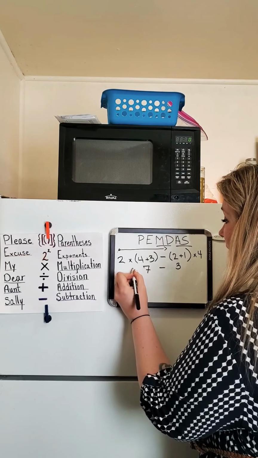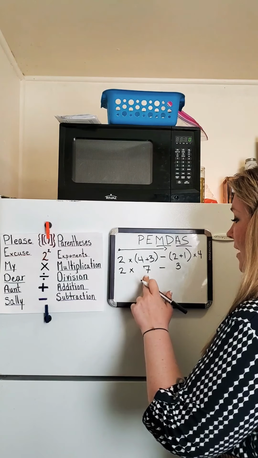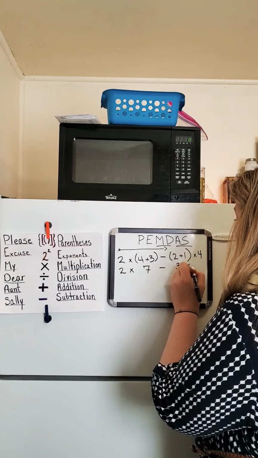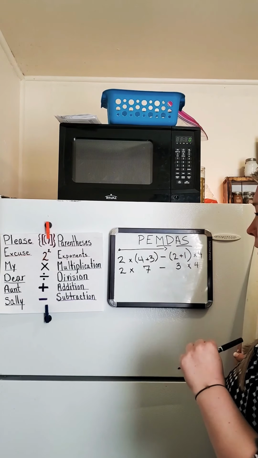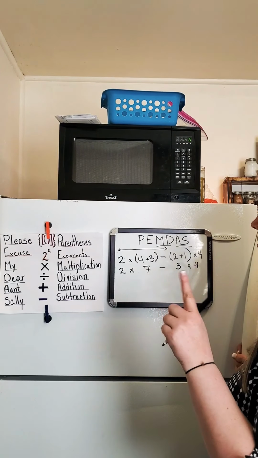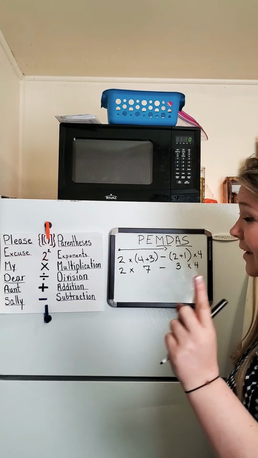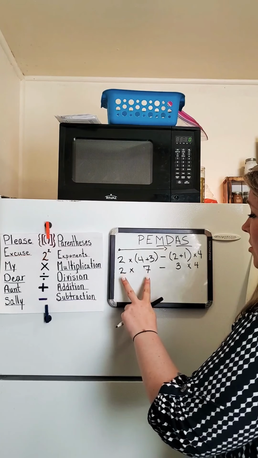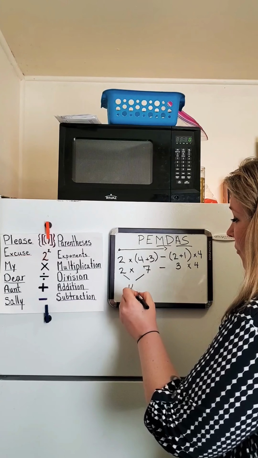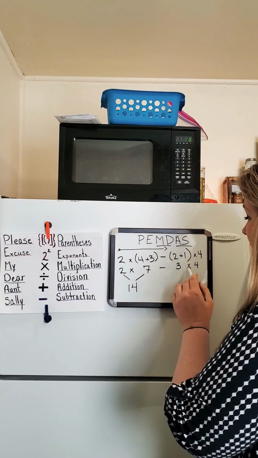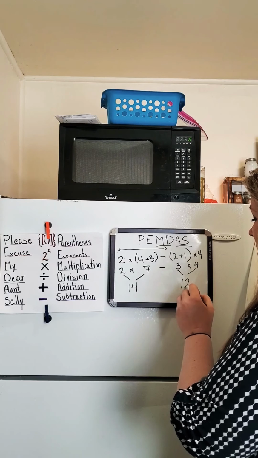So then I'm going to write the rest of my problem out here. So this problem is turning into 2 times 7 minus 3 times 4. Okay, so then we did our parentheses. We don't have any exponents, so the next thing we do is multiplication and division. So I see two multiplication problems, and I am going to do those from left to right. So my first one is 2 times 7. So 2 times 7 is 14. And then I go over here and I have 3 times 4. So 3 times 4 is 12.